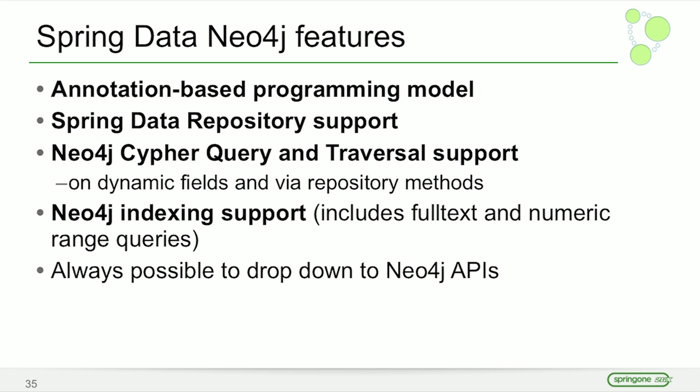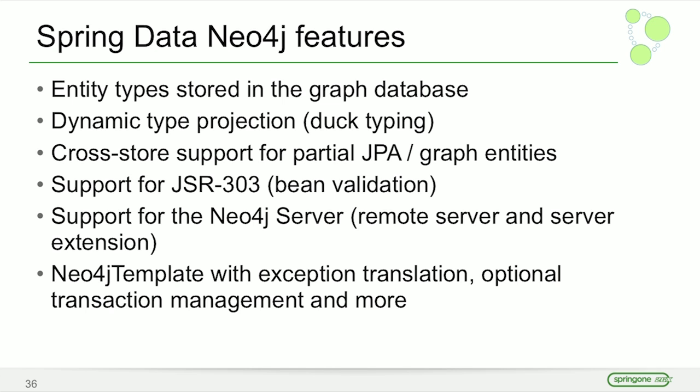So Spring Data Neo4j, how does it work? It has an annotation-based programming model, so it's like you would do in your JPA application. You annotate your entities with certain Java annotations, and then it just works. It supports Spring Data repository. I will show you what it is in a few minutes. And it also supports the Neo4j special features like the Cypher query language and Neo4j traversals in different ways. And the indexing that I already mentioned. And as I already said, it's always possible to drop down to the core APIs as well.